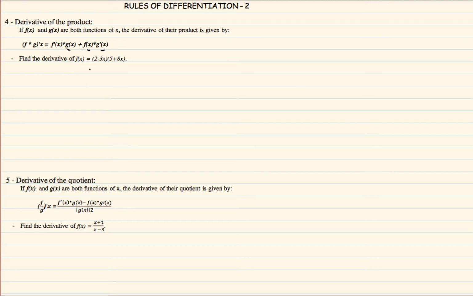Imagine that you have f of x is equal to (2 minus 3x) into (5 plus 8x). So these are two functions actually. This is function 1 and this is function 2. So the rule says that what we have to do first is differentiate this function and then multiply it by this function, and then add this function multiplied by the derivative of this second function. So let us see how we do it.